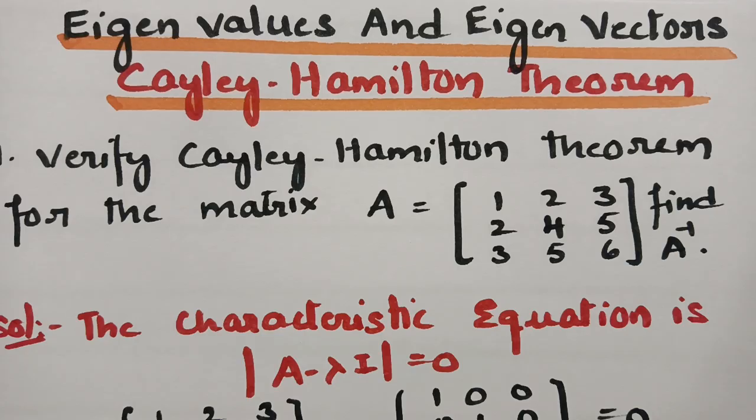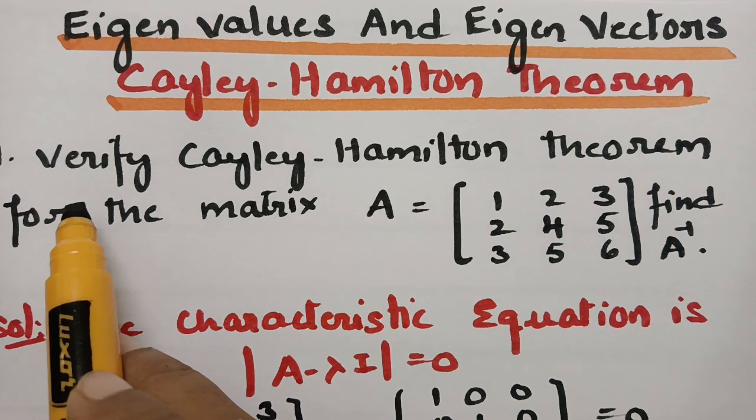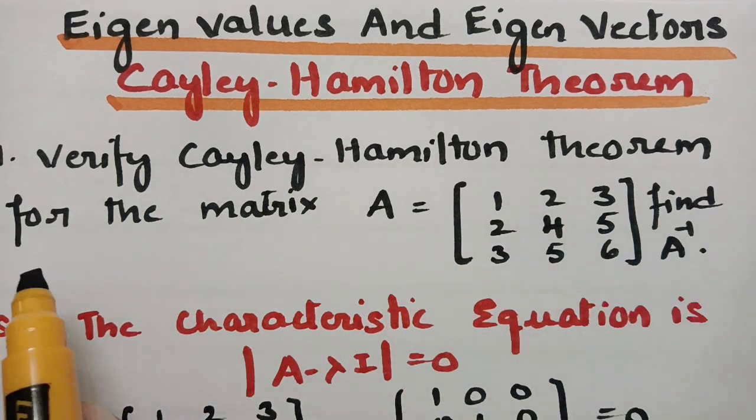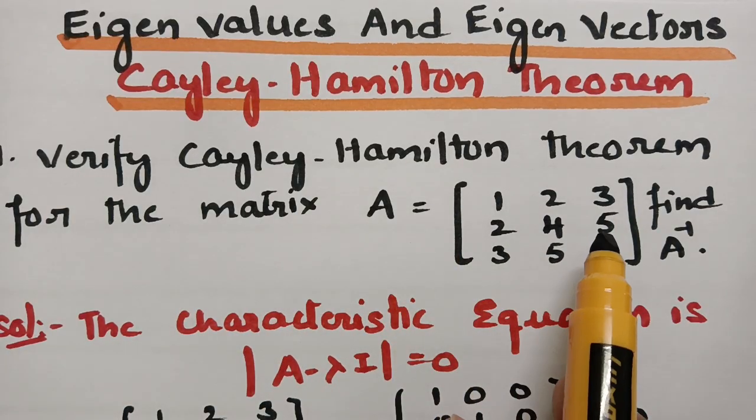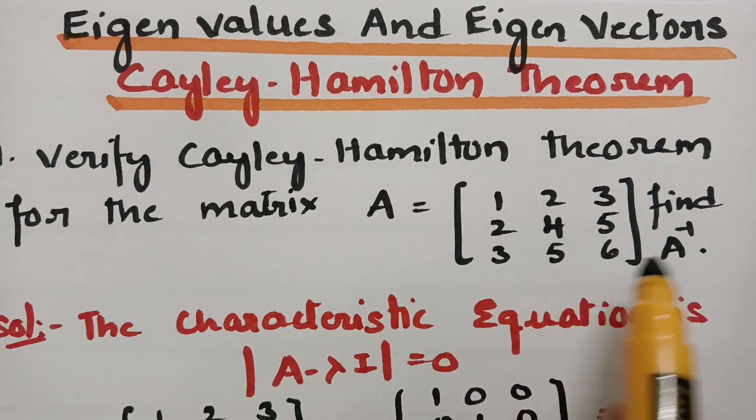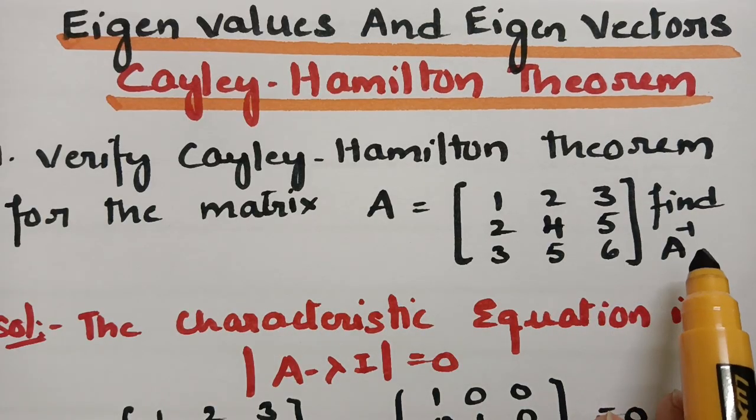And here is today's topic, which is on eigenvalues and eigenvectors. In today's video, I am going to explain the statement of Cayley-Hamilton theorem and the problem related to it. See, the problem here is: verify Cayley-Hamilton theorem for the matrix A equal to [1, 2, 3; 2, 4, 5; 3, 5, 6]. And also we have to find A inverse.